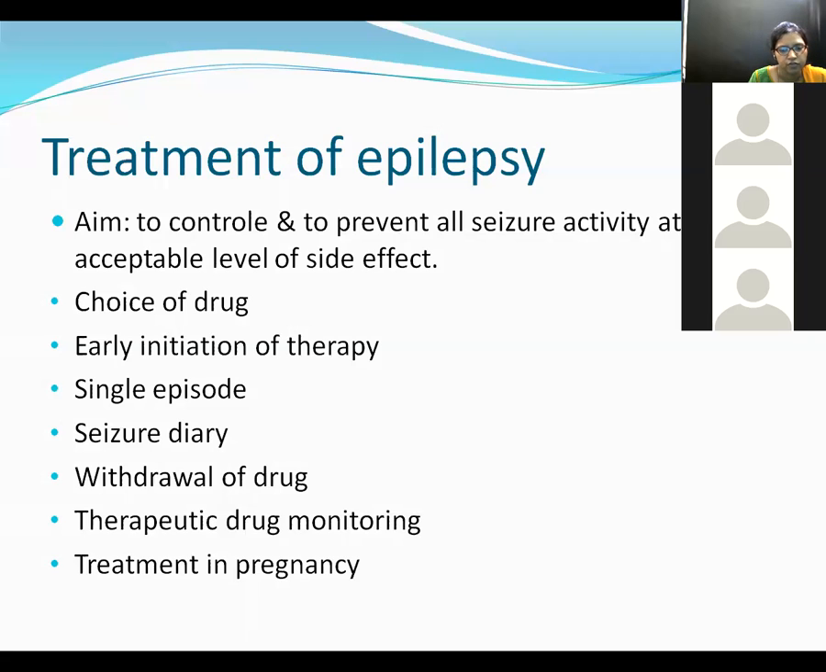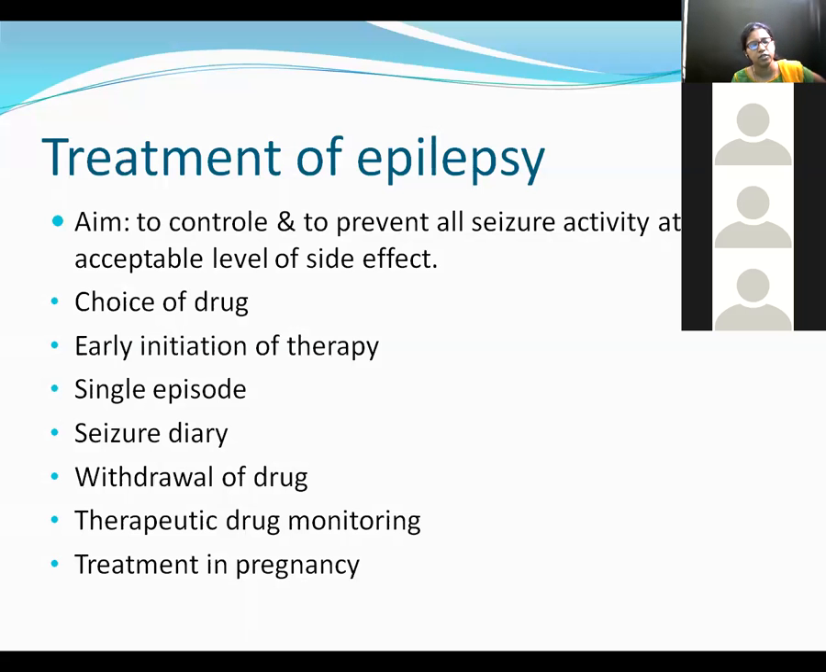Then withdrawal of a drug should be after some years, and if there is no epilepsy attack over the year, then only withdrawal is slowly done. Therapeutic monitoring of antiepileptic drugs is required, because if the dose is higher, then the adverse effects also occur at a higher rate. Treatment in pregnancy is very crucial, because most of the drugs lead to severe adverse effects to the fetus. So whichever safer drug should be chosen, and their dose should also be titrated towards the lower side in a pregnant lady. So that's all about the treatment of epilepsy.